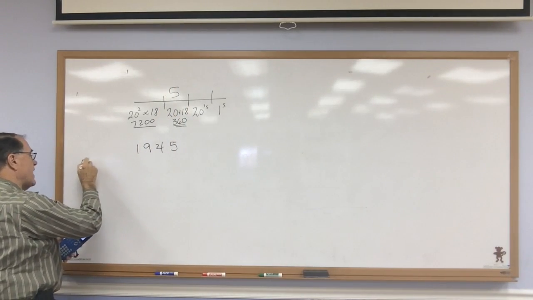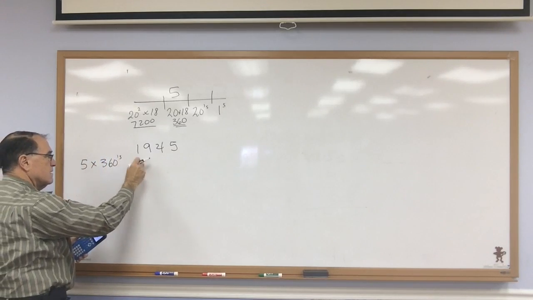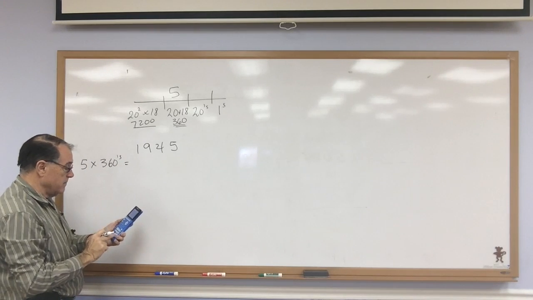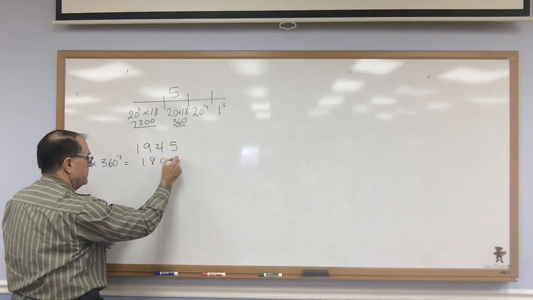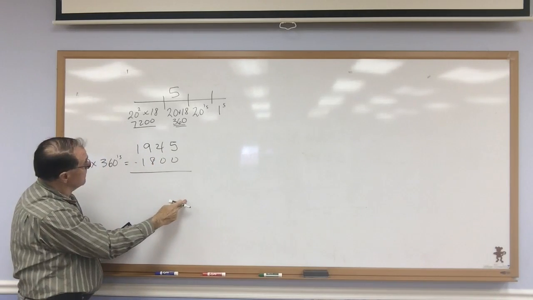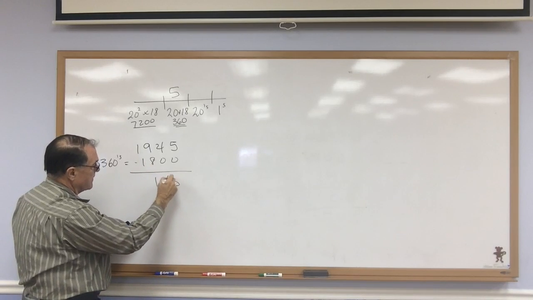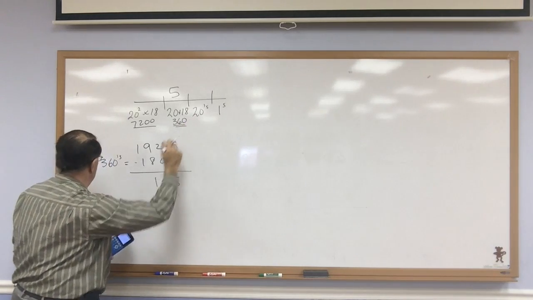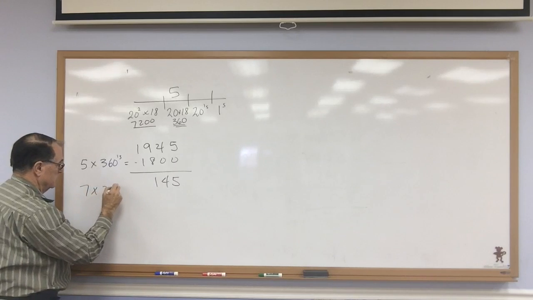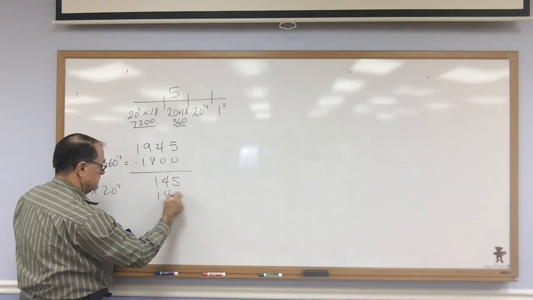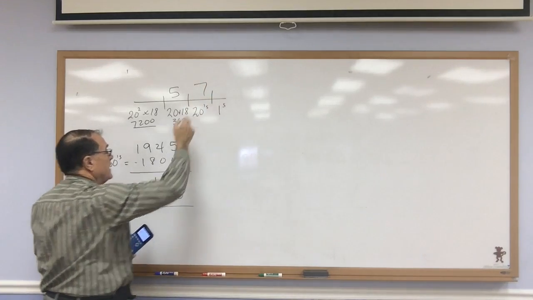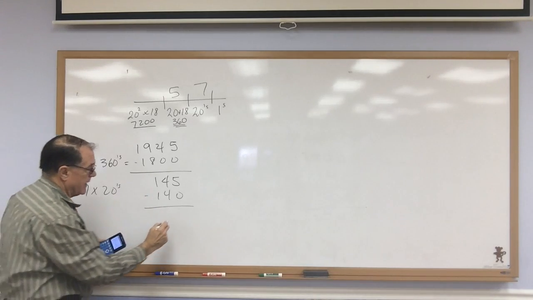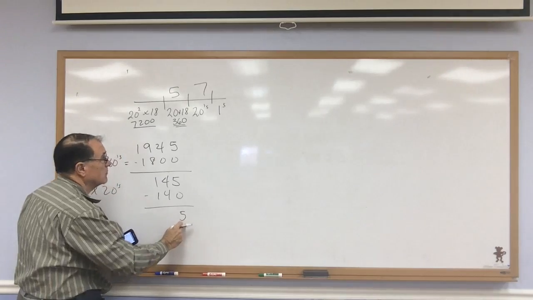That means I have 5 360s in 1945. I'll multiply 5 times 360, which will give me 1,800, and I subtract to see what's left. Well, I'm left with 145. My next question, how many 20s would that be? Well, 20 times 7, I know is 140. So I have 7 20s in 145, and I'll multiply and subtract, and I have 5 ones left over.